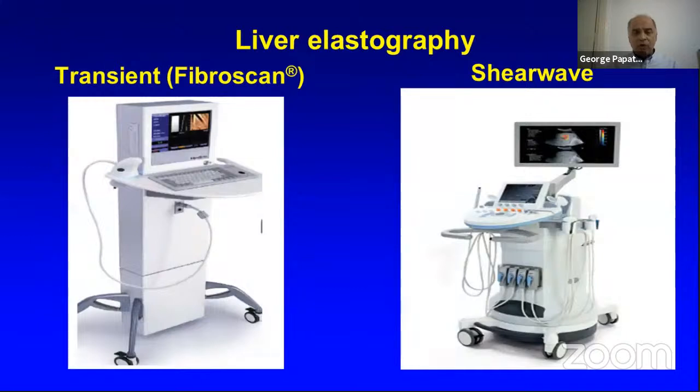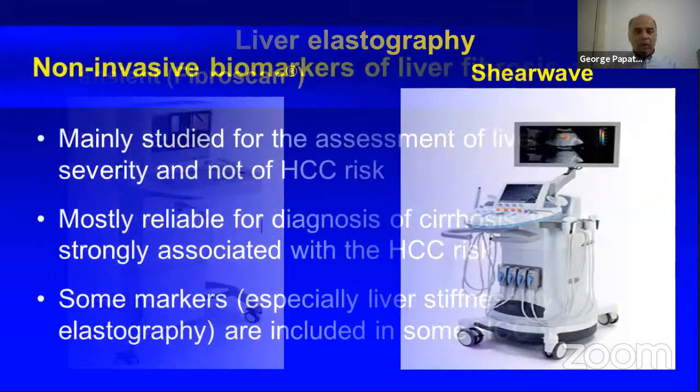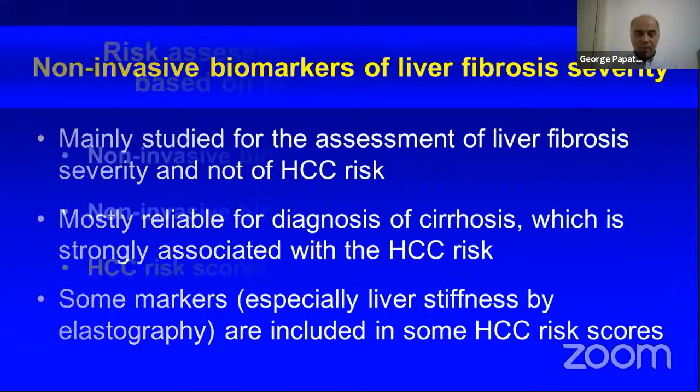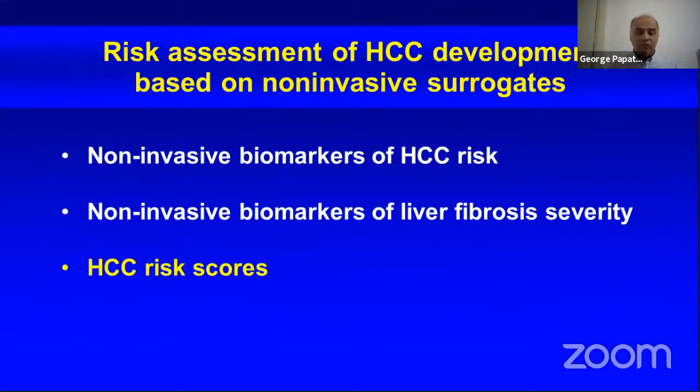And then we have, of course, liver elastography. I would say in our areas, FibroScan is definitely the most well studied, and shear wave is becoming more popular, at least among radiologists. But I don't want to give you data about these non-invasive biomarkers and the ACC risk, because as we already discussed, these have been mainly studied for the assessment of liver fibrosis severity and not of the ACC risk itself directly. Of course, they are mostly reliable, as you heard, for the diagnosis of cirrhosis, perhaps even advanced fibrosis, and the presence of cirrhosis is strongly associated with the ACC risk. And some markers, as we're going to see later, especially liver stiffness by elastography, are used in some ACC risk scores.